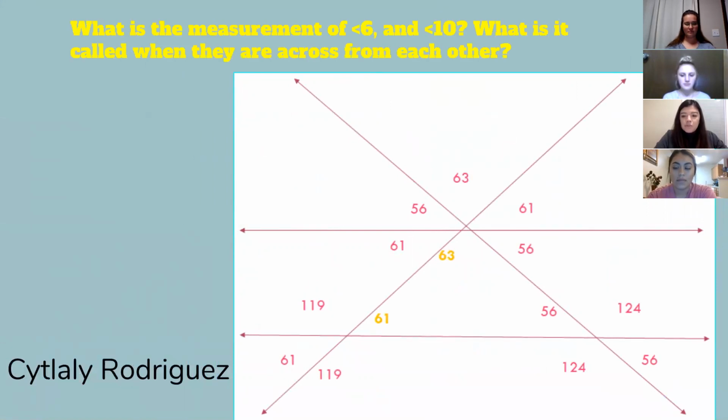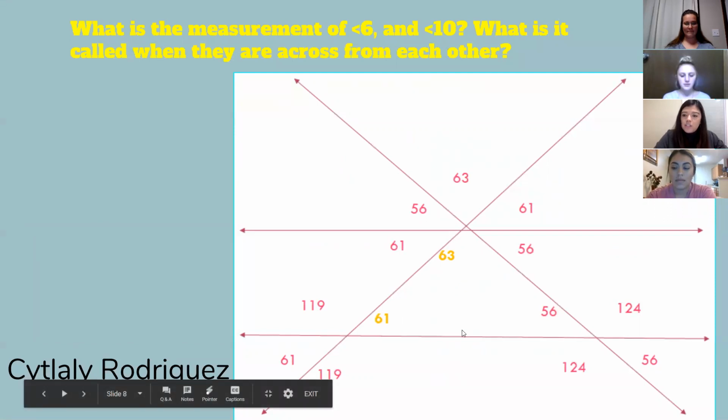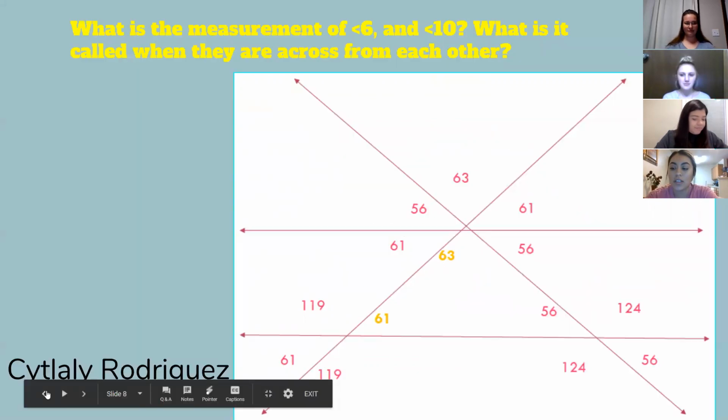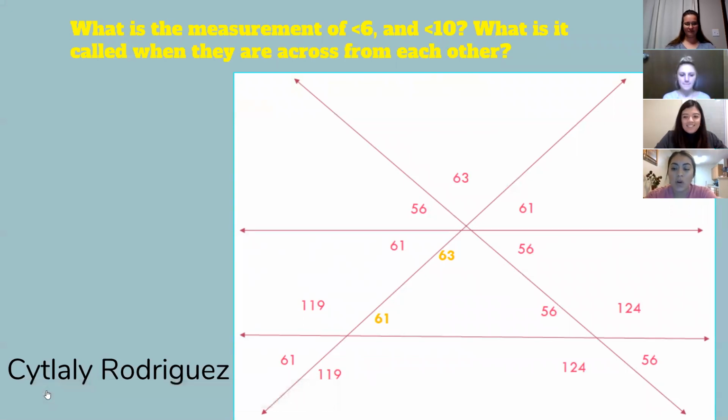Cece, what are the measurements of angle 6 and 10, and what is it called when they are across from each other? Yes, Jazmin. Thanks for asking a wonderful question. I'll explain exactly how this works. We could subtract 61 from 180 and get 119. Since angle 10 is similar to angle 6, meaning they are the same, that would also equal 119.